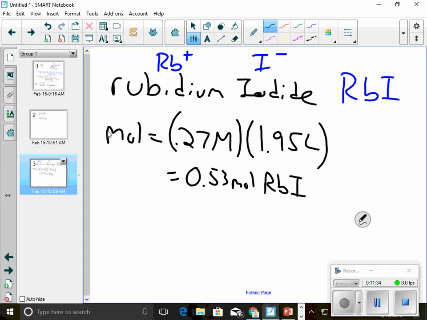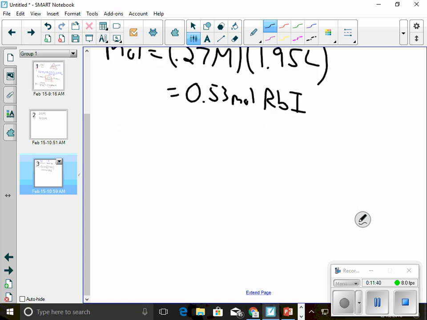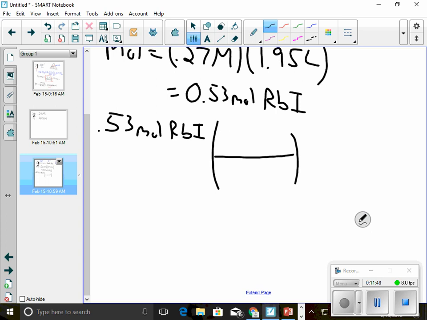Now that I know my moles, and I know the formula of RbI, I can convert moles to grams. So 0.53 moles of RbI. If I want to convert to grams, that means grams should be on the top of my conversion. If I want to get out of moles, moles should be on the bottom. There's always one number that you put in front of the word mole, the number 1. And then it's a matter of, look at the mass of Rb, look at the mass of I. I'll give you that value. 212.37.